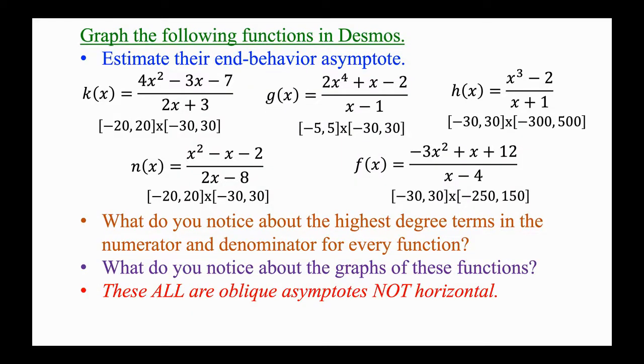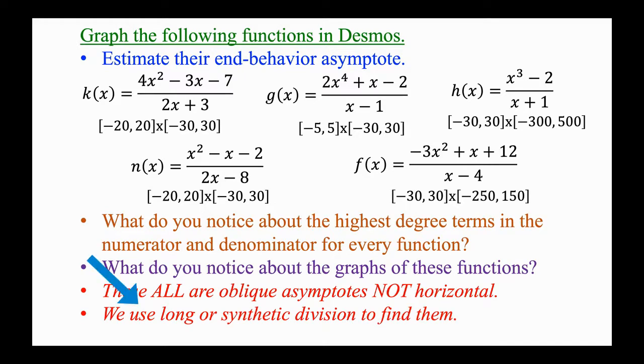In this case, every single one of these end behavior asymptotes is not horizontal, they're oblique. So they are some other function. They might be linear, they might be quadratic or cubic. It's just weird stuff. So how do you find it? You have to use long or synthetic division to figure out what the actual end behavior asymptote is. Don't stress, we're not going to actually do it. We don't need to do it at this level.